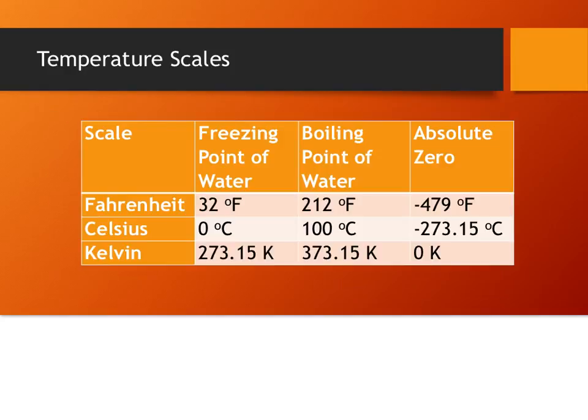So, let me show you the three most common points that we use to differentiate between the three different scales. First off, the freezing point of water. By Fahrenheit, that's at 32 degrees. Celsius is at 0. Kelvin is at 273. It's a little random. Fahrenheit, water boils at 212. Celsius boils at 100. Kelvin at 373.